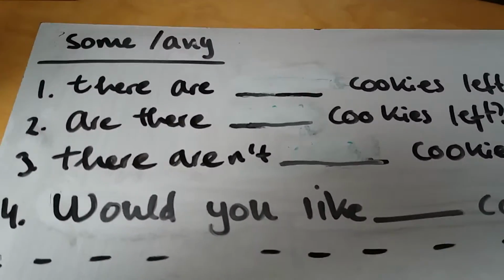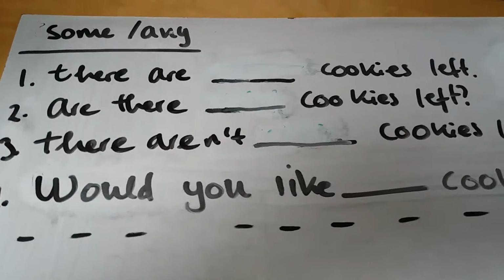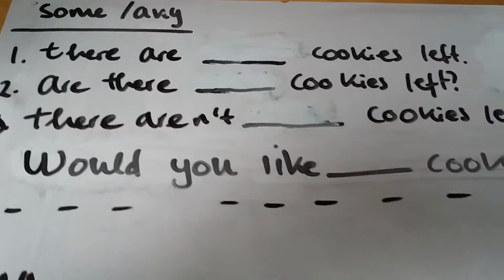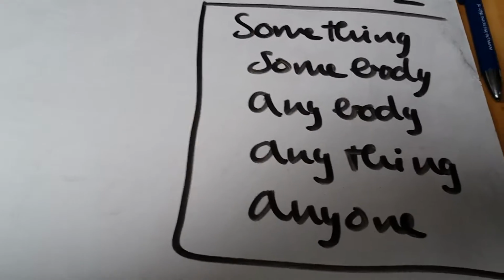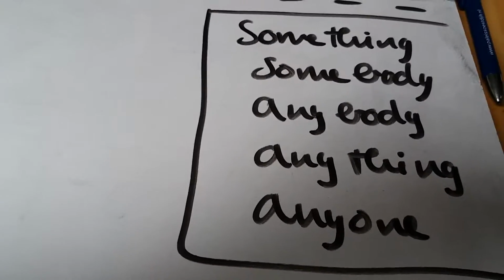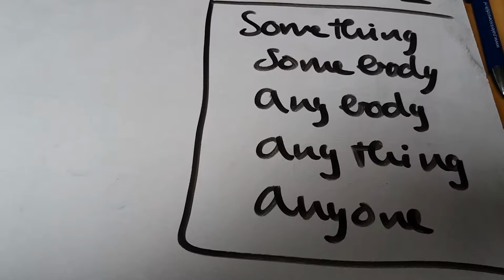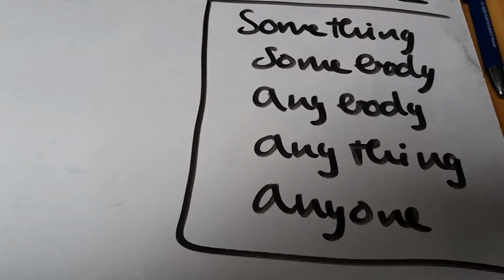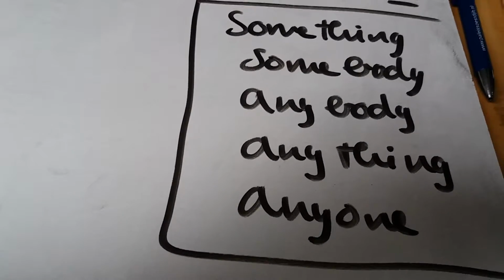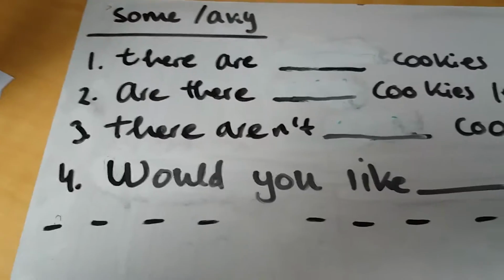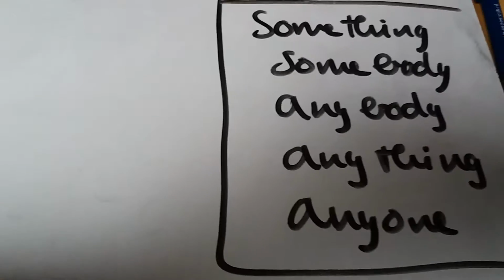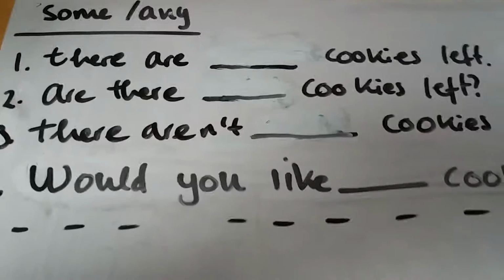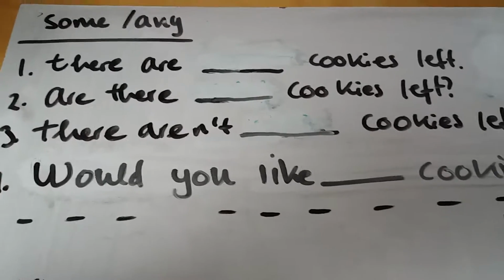And the good thing about it is if you know the difference between some and any and when to use some and any, then you will also know when to use these words. So if you know when to use some, then you also know when to use something and somebody. If you know when to use any, you'll know when to use anybody, anything, and anyone. So some and any are the base words, and then you can add words like thing, body, one, to make extra sentences.